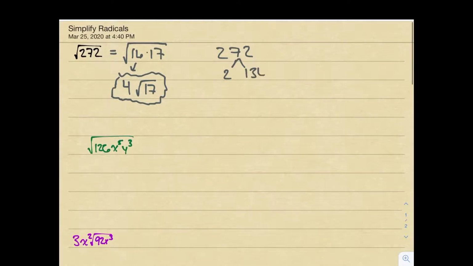And then I'm going to keep going until all we have are prime numbers that I can't break down any further. 136 is 2 times 68. 68 is 2 times 34. 34 is 2 times 17. Once we have our tree, we're going to look for our pairs. I've got a pair of 2's, another pair of 2's, and this 17 is all by itself.